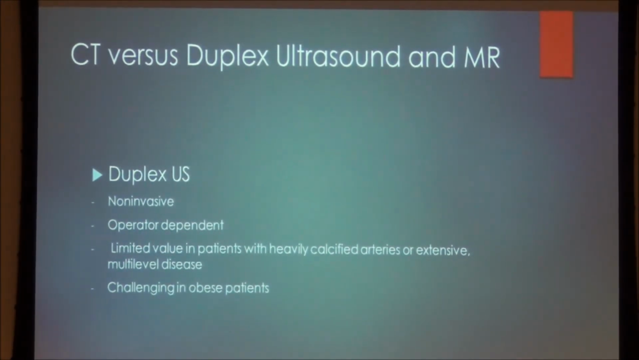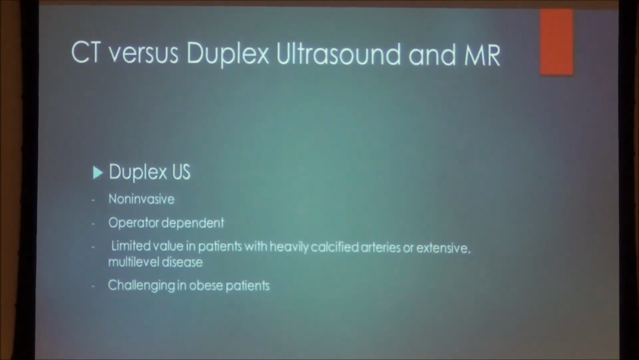So if you compare CT versus duplex ultrasound and MR, they have their own applications, but duplex ultrasound is non-invasive. One thing about it is that it is operator dependent. So it's impossible to get the same reading, for example, on a carotid ultrasound. If two experienced technologists take two carotid ultrasounds for carotid stenosis, one of them may give you 350 centimeters per second, the other may give you 280. It is very operator dependent, but if there's stenosis, it will show it to you.